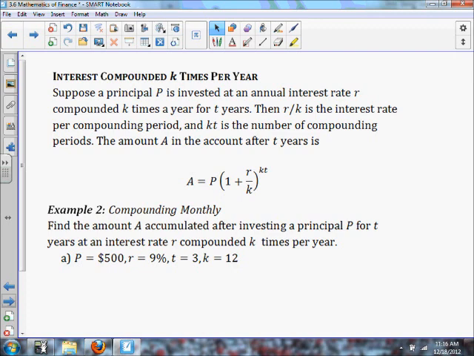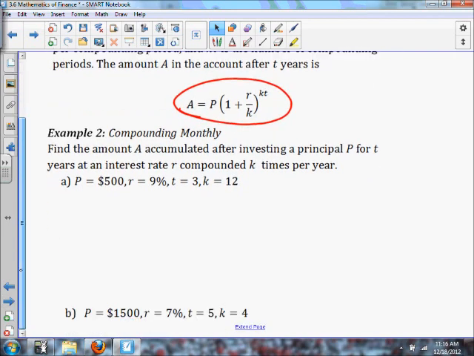How many compounding periods for the life of the investment? Well, if you're compounding 4 times a year for 7 years, how many times do you compound it? 28 times. Does that make sense? So that's really what's going on here. So this is going to be our formula. We basically take the same formula we had, but instead of r divided by 1, because you're compounding once a year, it's r divided by k, and then k times t for the power.